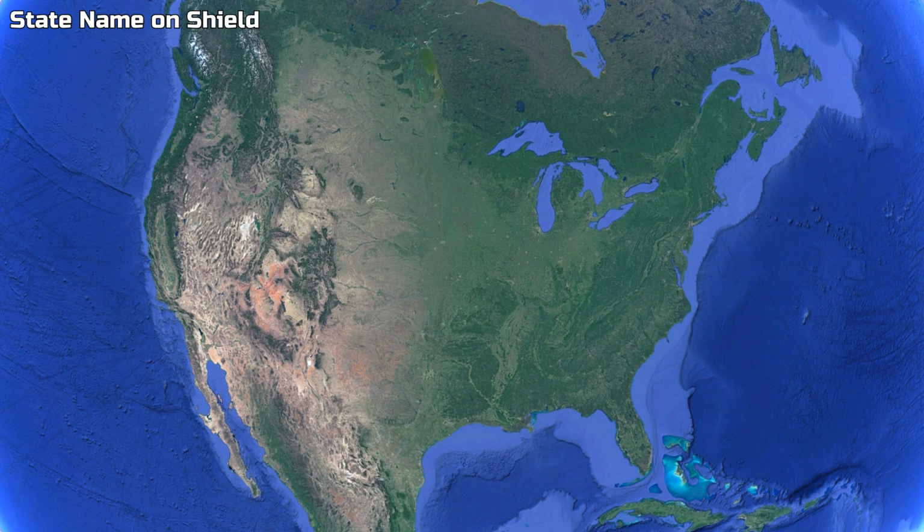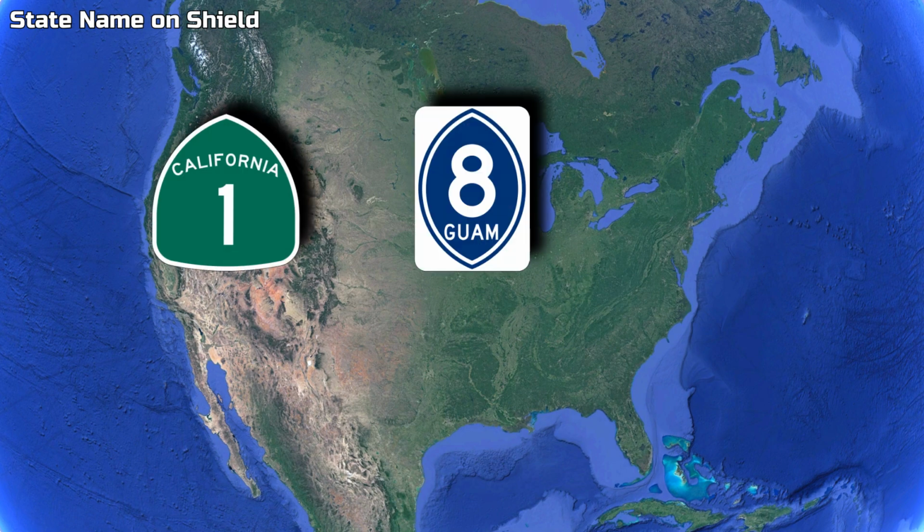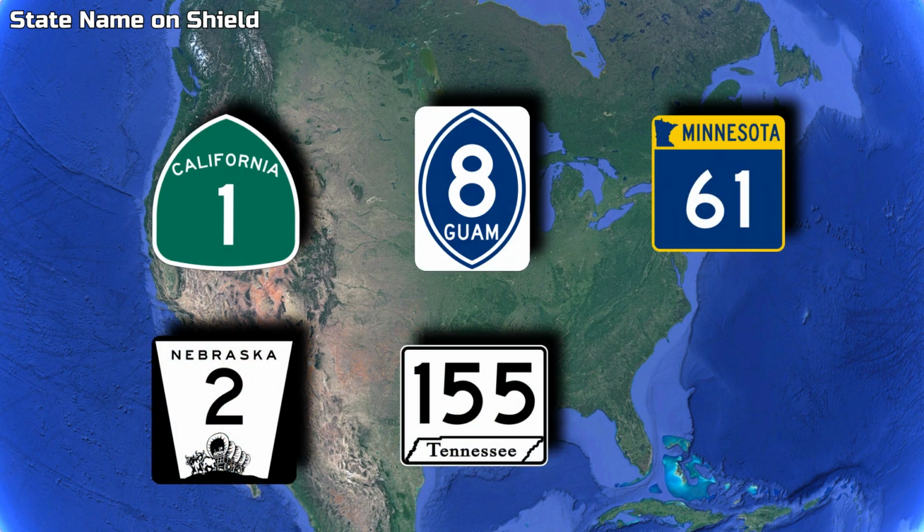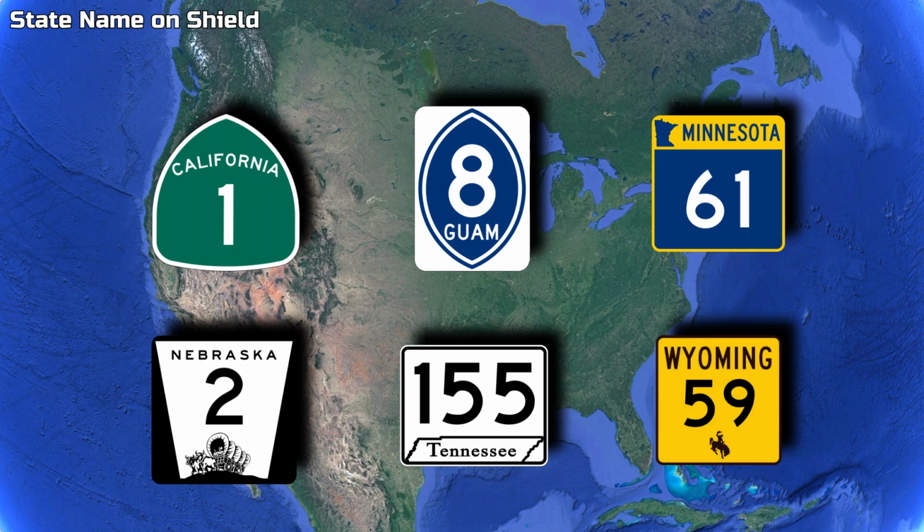To start, the states and territories of California, Guam, Minnesota, Nebraska, Tennessee, and Wyoming are unique shields and say the state name. Beyond this though, there aren't really any tips or tricks to share about them, and sadly there's not much of a numbering system to be found in these states either.